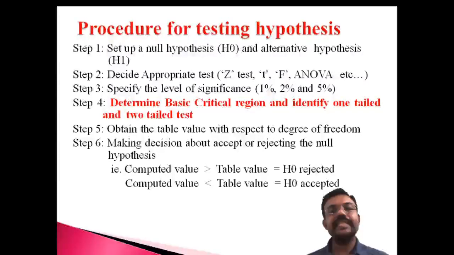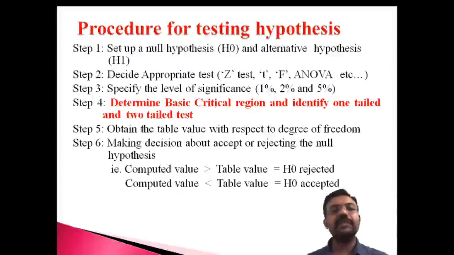The test is decided based on the question, whether it's a Z test, T test, F test, or ANOVA. There are different categories of tests, and you decide the test based on your question. The third step is deciding the level of significance. We use three categories of level of significance: 1%, 2%, and 5%. The appropriate level can be used for the calculation of the problem.